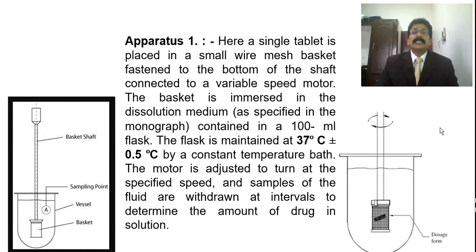So here a single tablet is placed in a small wire mesh. This first apparatus is a wire mesh type, a basket type, mesh basket. First end means first end. It is fixed to the bottom of the shaft, which is shown in the picture, and connected to the variable speed motor. The basket is immersed in a dissolution medium.